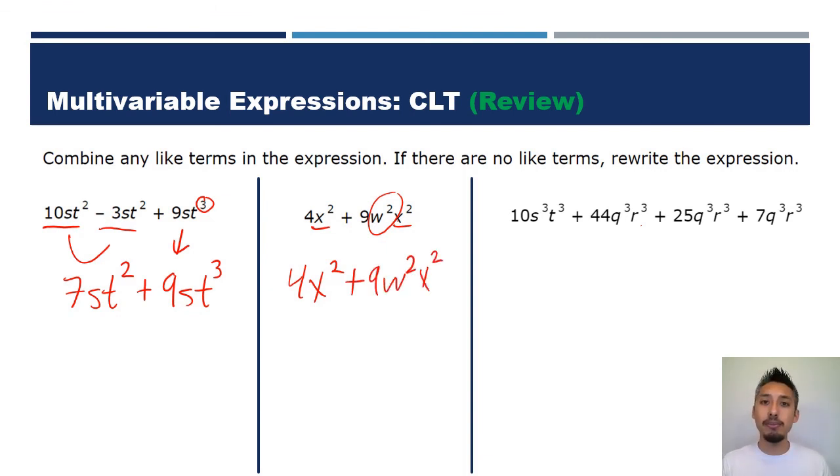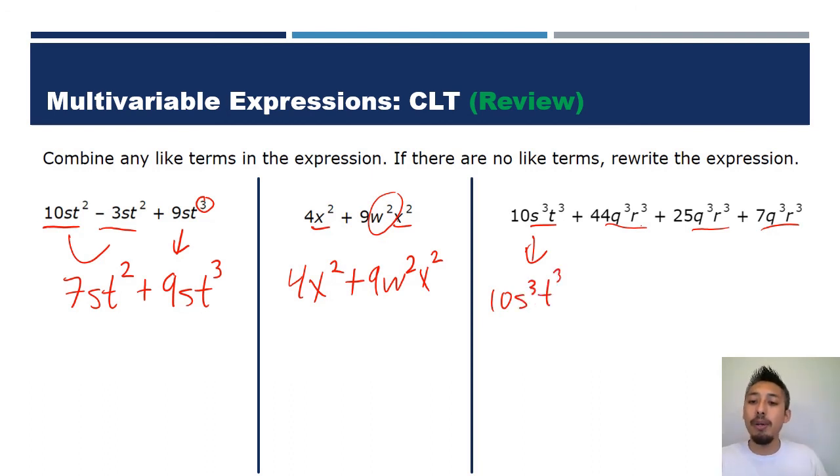Nothing changed. That's it. And then for the last one, we have 10s to the power of 3 t to the power of 3. Okay, I'm going to underline that just to keep track of my work. 44q to the power of 3 r to the power of 3. So that one is different. That one is not the same. I'm actually just going to go ahead and skip through the problem, and none of these have s to the power of 3 t to the power of 3. So I already know that I'm not going to be able to combine this with anything else. So I'm just going to go ahead and drop it down as part of my answer. This is going to be 10s to the power of 3 t to the power of 3.